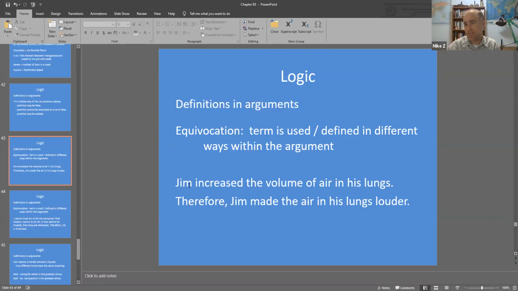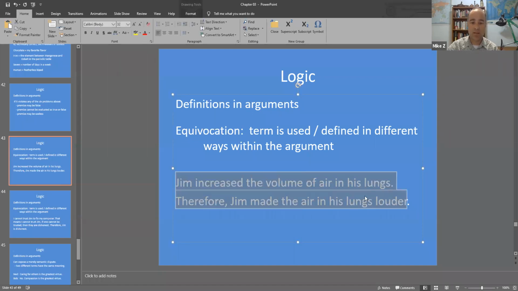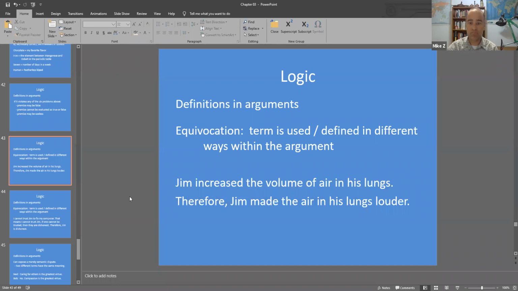So here's an example, right? It's a dumb example, but it kind of gets the point across, I think. Jim increased the volume of air in his lungs, therefore Jim made the air in his lungs louder. Okay, well, we're equivocating on how we're using this term volume. What definition are we relying on? The first one, we were talking about volume of air in his lungs. Well, that's capacity, right? That's a space in his lungs. But in the second one, making it louder, that's volume in terms of loudness or quietness. And so we've equivocated on what we mean by volume here, and we end up with a really dumb argument.